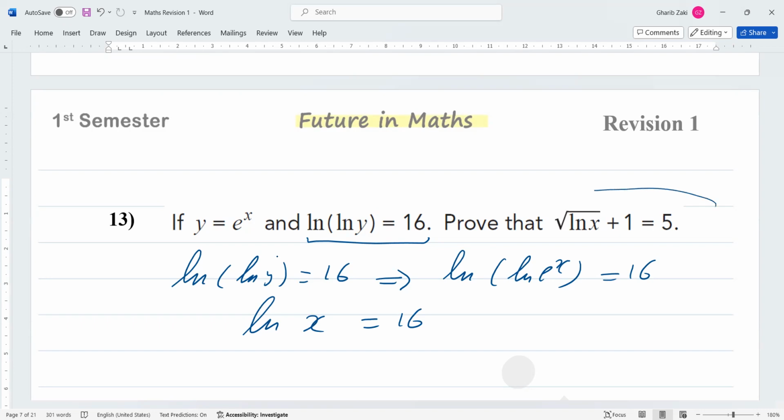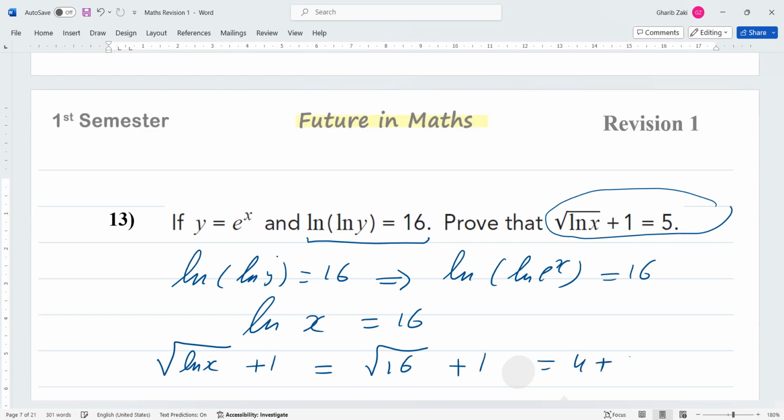Then we go to the required. He said, prove that the square root of ln y plus 1 equals 5. So square root of 16 plus 1. Square root of 16 is 4. 4 plus 1 equals 5. This is the required.